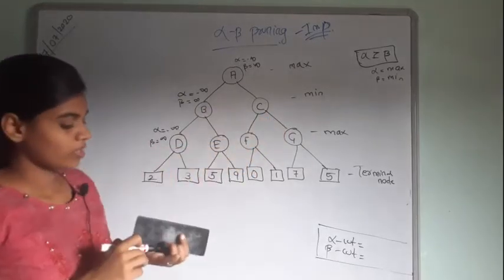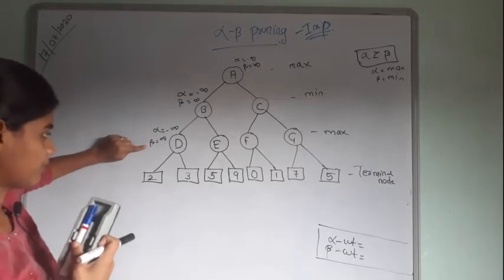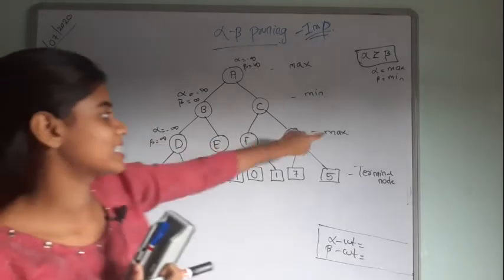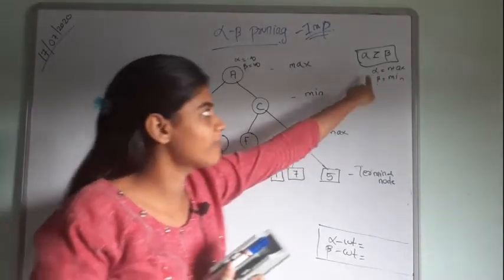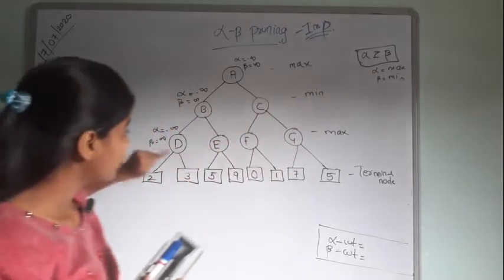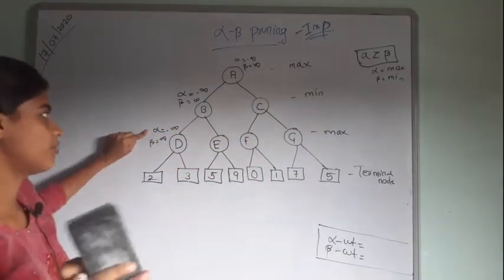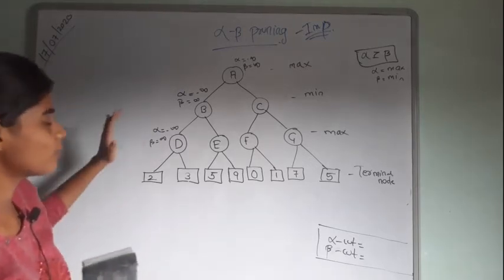First we see alpha is minus infinity and beta is infinity on the D node. But here is the maximum layer. Maximum is alpha, which means you have to change only the alpha value. You will only change the alpha value. So please carefully note down and concentrate while I am teaching you.